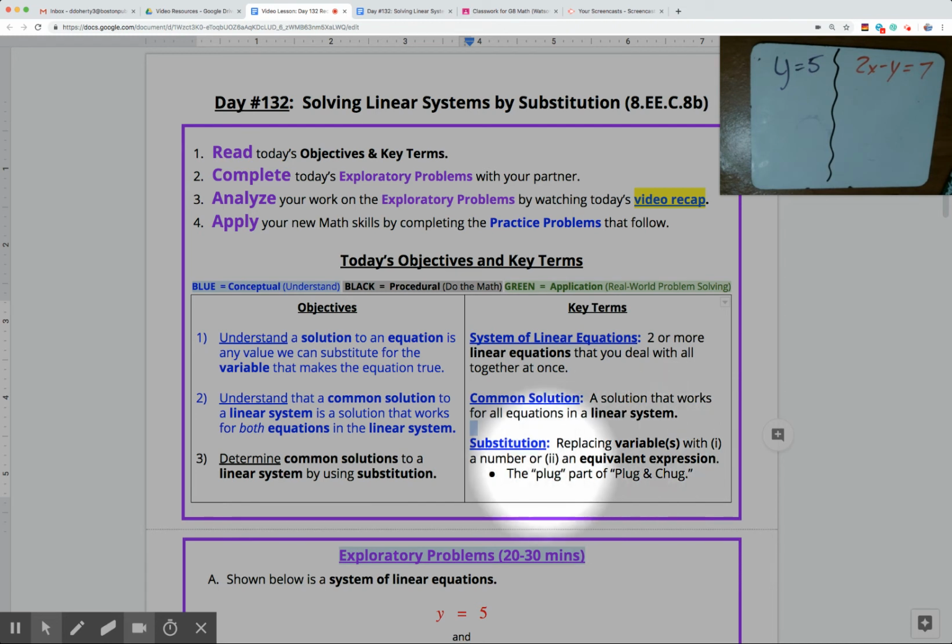If you think back to last year with Mr. Neville, this is kind of the plug part of what he referred to as plug and chug, where we would be replacing variables with a number, and again, today potentially an expression instead of just a number getting plugged in for a variable.